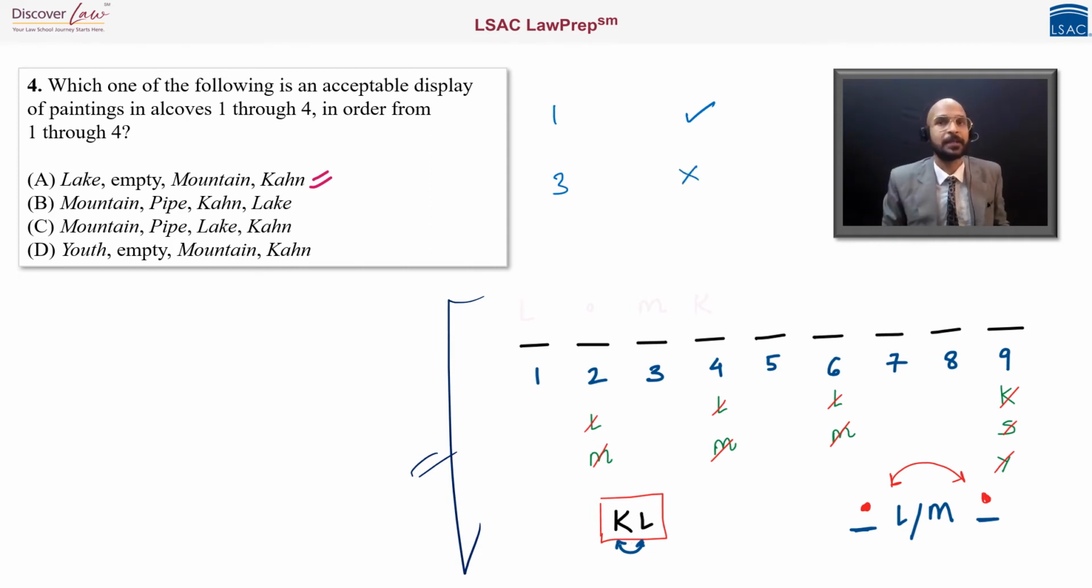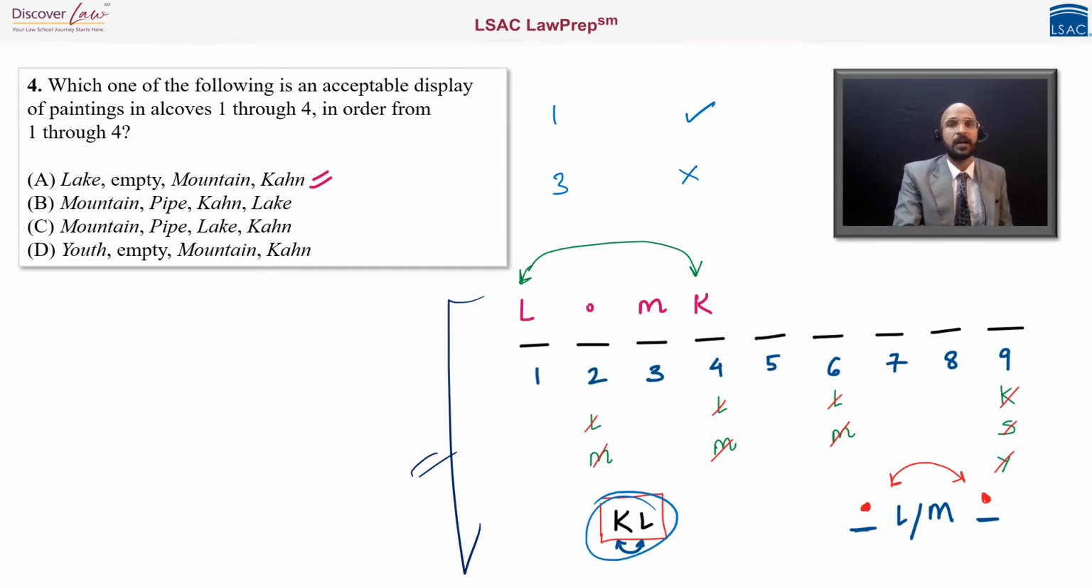Let's start with option A. It says lake empty mountain Khan. Is there a problem with this? You see, K and L are supposed to be adjacent to each other. Here they are too far apart. Therefore, we know that A is not the right answer.